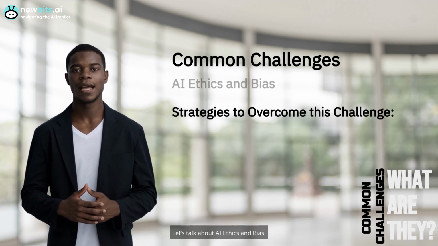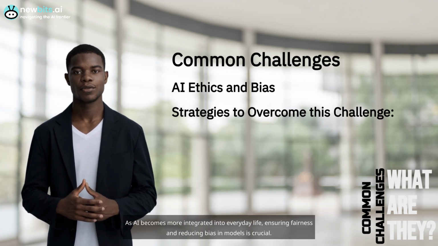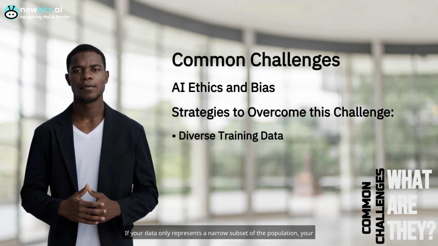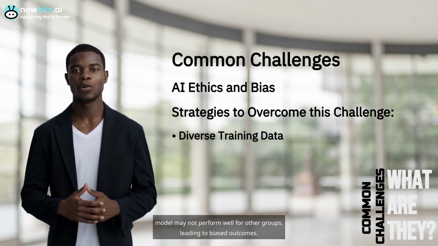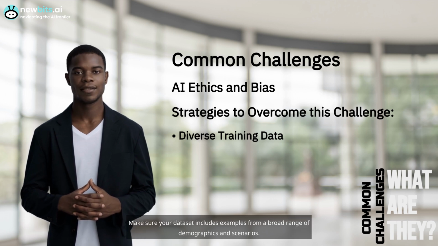Let's talk about AI ethics and bias. As AI becomes more integrated into everyday life, ensuring fairness and reducing bias in models is crucial. One way to mitigate bias is by ensuring your training data is diverse. If your data only represents a narrow subset of the population, your model may not perform well for other groups, leading to biased outcomes. Make sure your dataset includes examples from a broad range of demographics and scenarios.